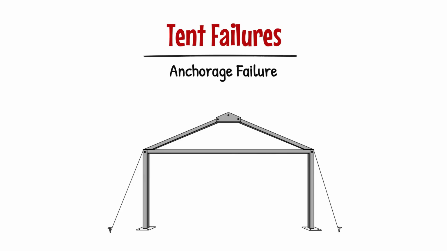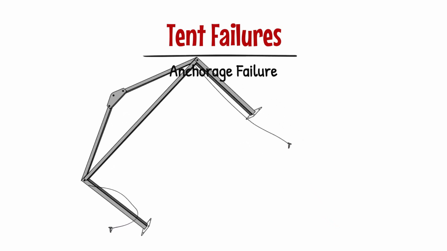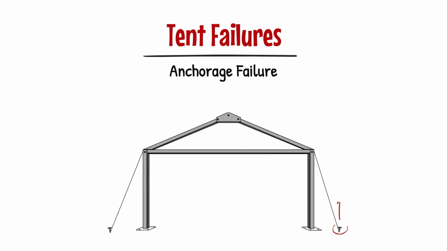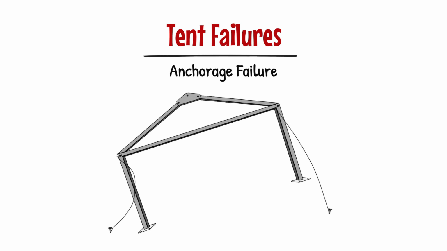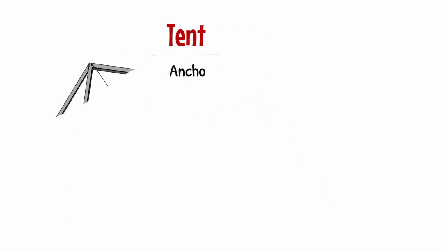Anchorage failure is a result of inadequate anchor capacity or improper installation of the structure. The tent tips over or blows away while remaining relatively intact. The anchors pull out or ballast slides, frequently associated with improper stake installation or insufficient ballast.